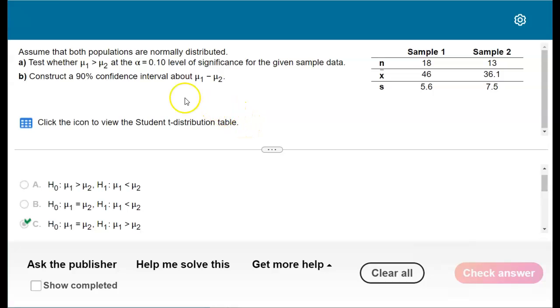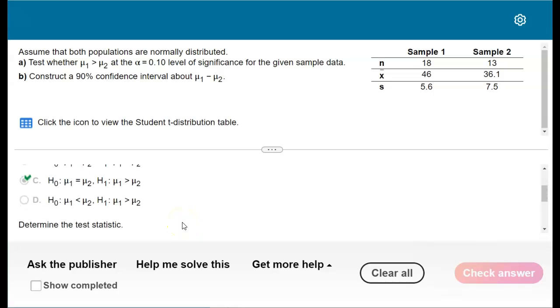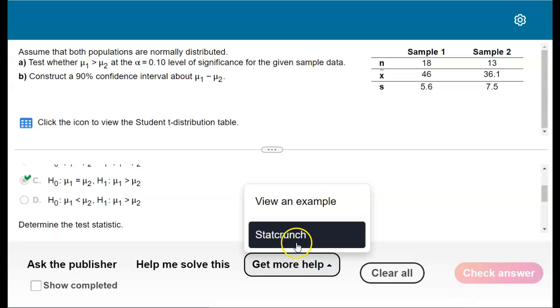So first of all, with these questions, the null hypothesis is always that the means are the same. And then the alternative hypothesis is how they are different. So here, the alternative is that the first one is greater than the second, which again is given in the question. Then we're asked to determine the test statistic, so we do that in StatCrunch.